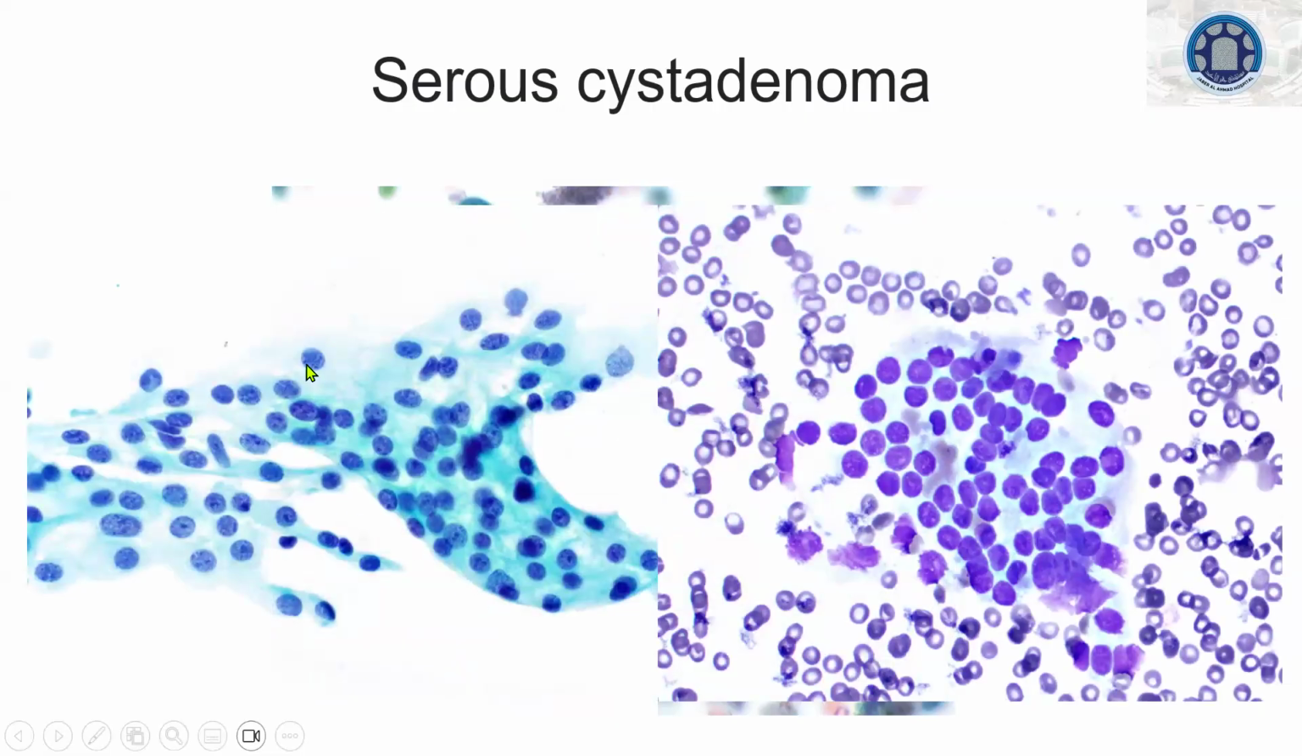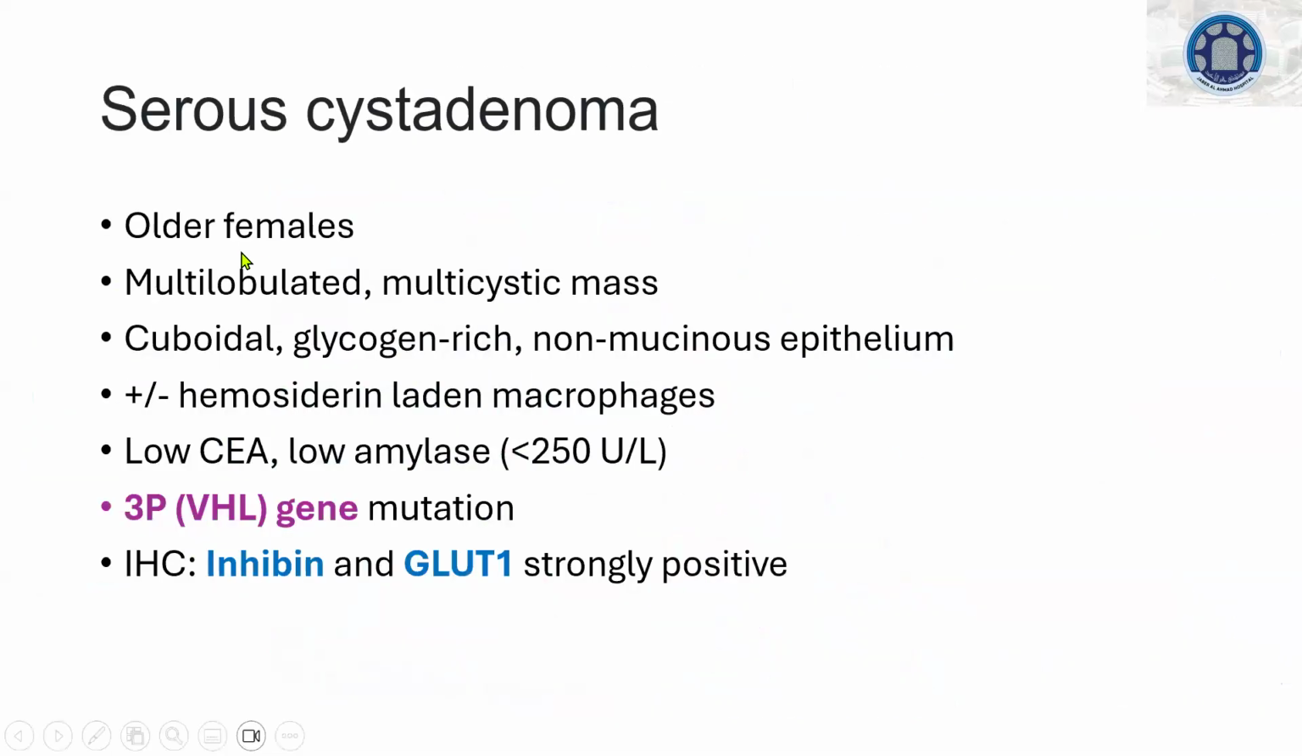So again, I'm concentrating more on the epithelium part here. This is why I told you it looks more like your mesothelial lining. So serous cystadenoma, again, I'm telling you the clinical correlation is very, very important. Serous cystadenoma is usually known as a grandmother's tumor. Why? Because it occurs in older females. They are multilobulated and multicystic.